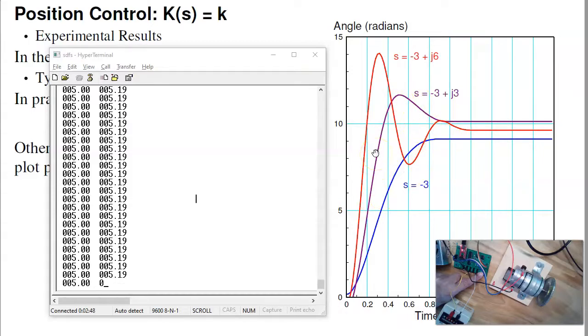If I increase the gain even further, I get more overshoot. That's the pole at -3 plus j6, the red line. So that's gain compensation. It's again behaving just like the root locus predicts. I don't predict the steady state error, but that's due to static friction, nonlinearity. The linear model doesn't take into account nonlinearities like that. But otherwise, the root locus is predicting how it's going to behave and what gain puts you at a certain spot.